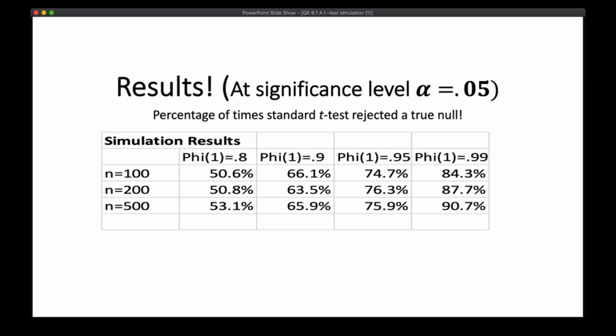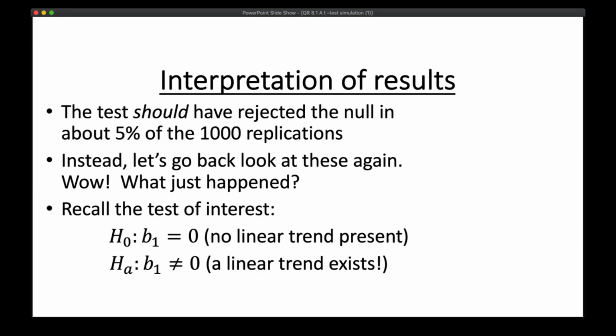What's happened here? What is going on? Well, remember, the standard t-test had an assumption that we better not ignore, and that assumption was that the errors are independent. That is uncorrelated. But we know that in an AR1 model, there's a correlation structure. There's a dependence. So we have violated an assumption, and that's what has thrown the test off.